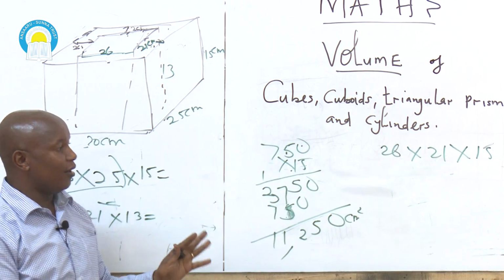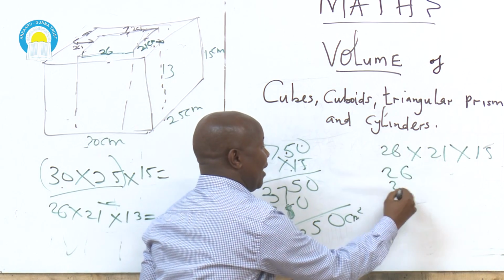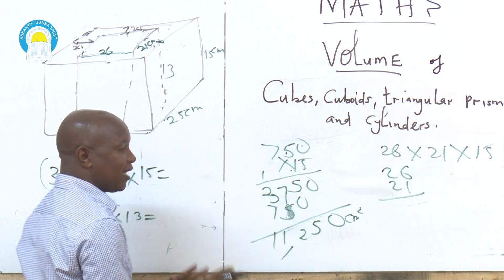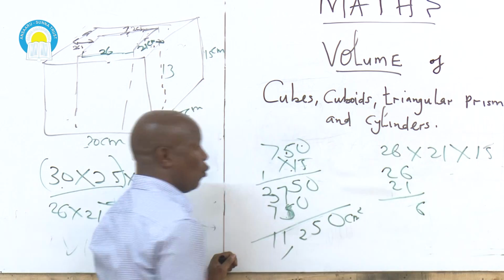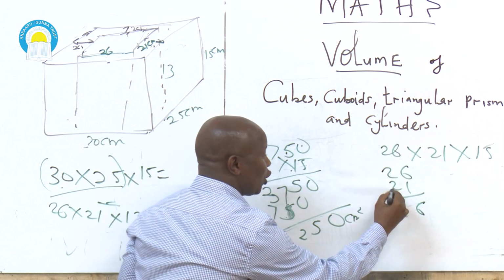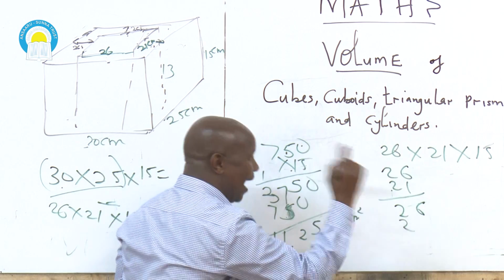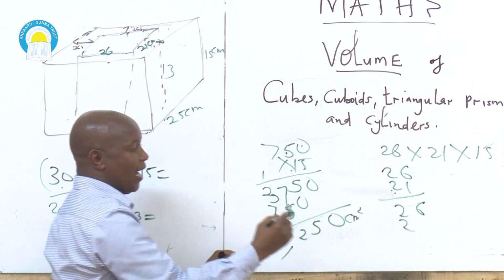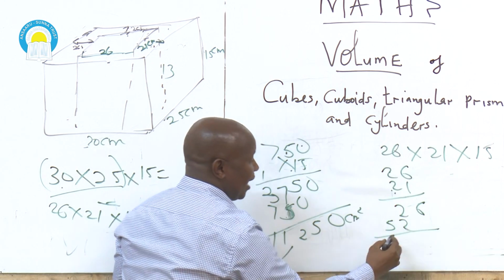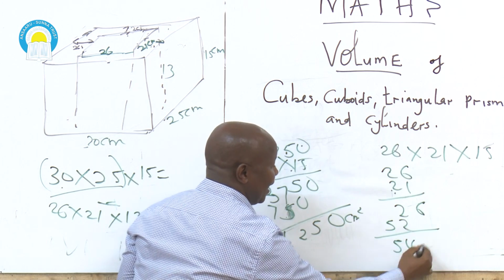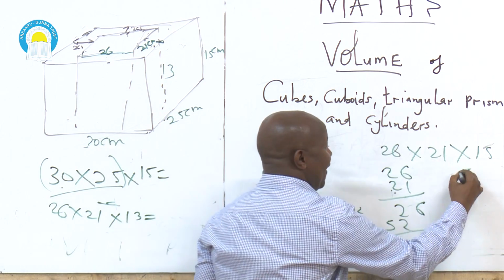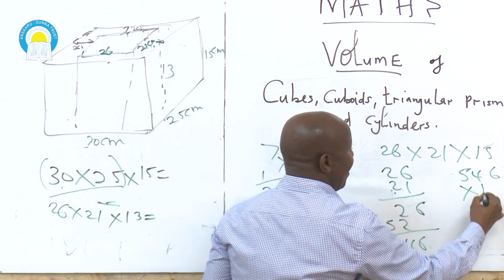In our case now, we have 26 multiplied by 21. 1 times 6, very fast, 6. 1 times 2 is only 2. 2 times 6 is 12, write 2 carry 1. 2 times 2, then you add 1, you get 5. In our case here now, we have 546. Then 546 again, you multiply by 15.